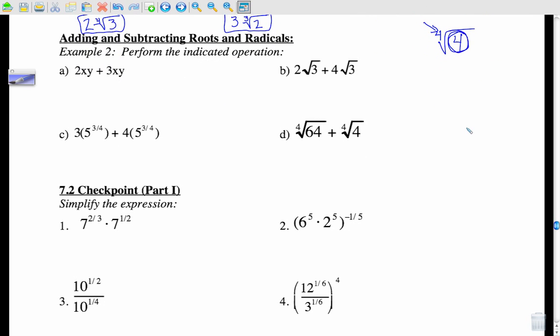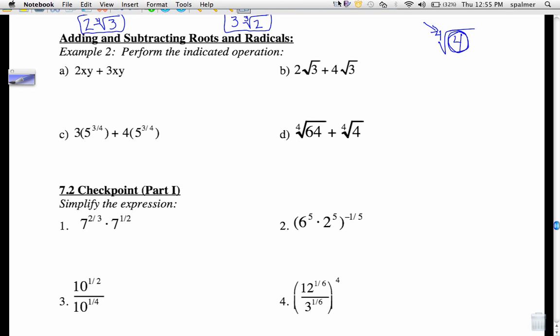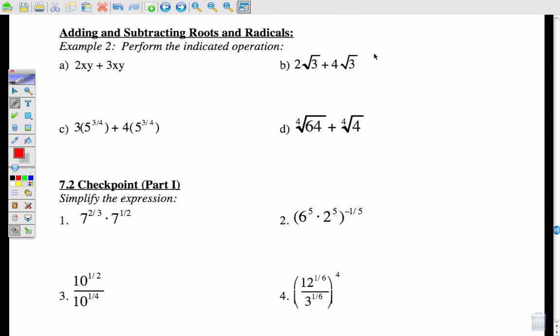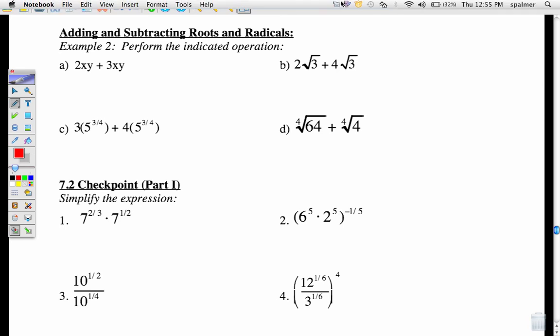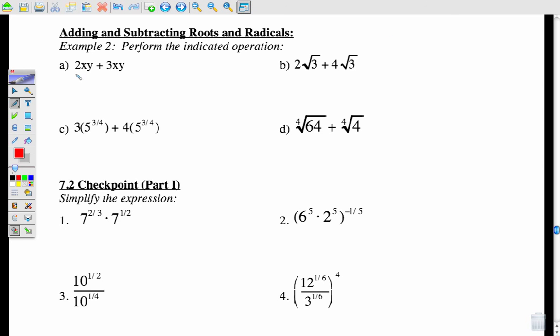All right, the last thing we have to do are these 4 examples dealing with adding and subtracting. And then I will give you those checkpoint answers online. I want you to try those checkpoints as well. So let's take a look at adding and subtracting.